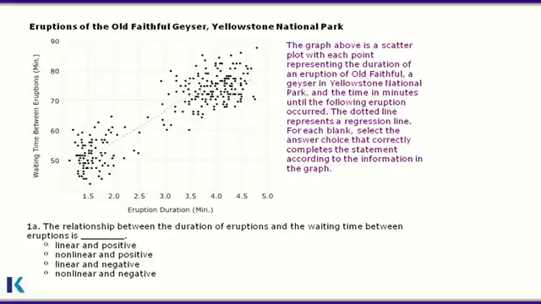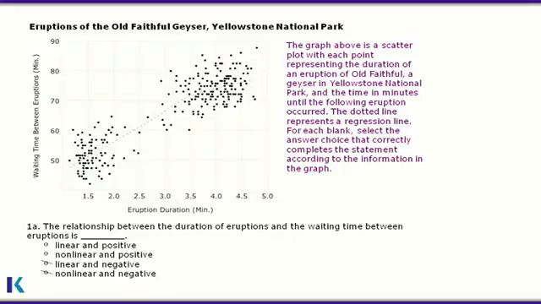There is more than one type of regression line, and in this case, the exact type of regression line has not been specified. But you should know that a regression line, however it's calculated, represents the overall trend of the points as a group. The regression line slopes upward, meaning the waiting time gets longer as the eruption duration gets longer. This is a positive relationship. Both variables tend to increase and decrease together, so you can narrow the answers down to choices A and B.